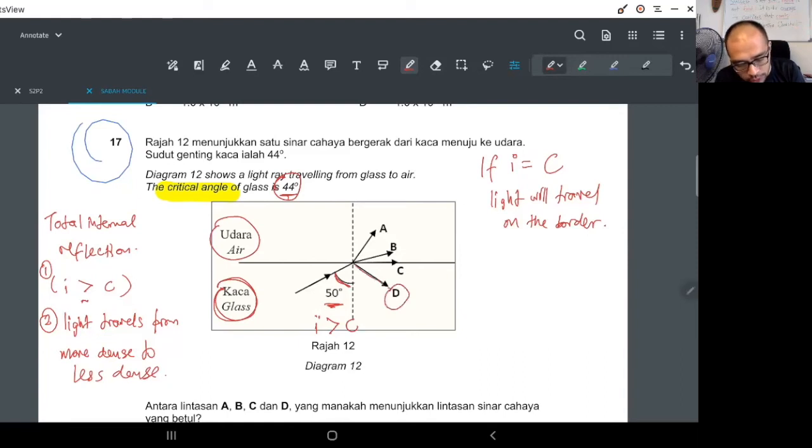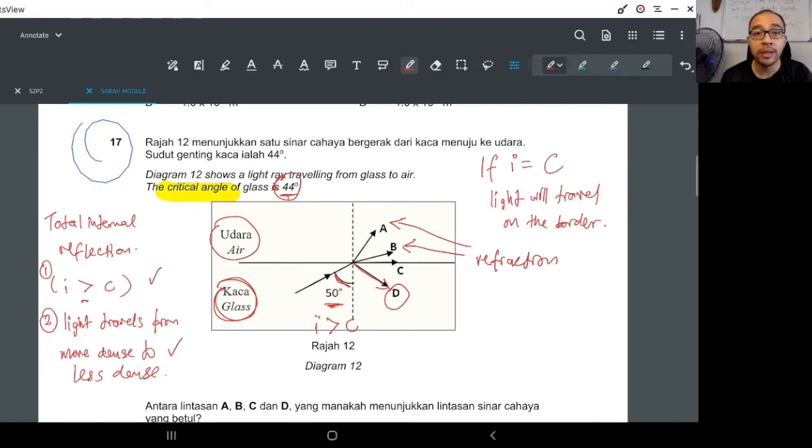It's going to be totally internally reflected. If this condition is not fulfilled, or this condition is not fulfilled, what you're going to get is refraction, which is A and B. A and B is refraction. Refraction is the bending of light waves after it passes through different mediums. Want to go from glass to air. Glass is more dense, air is less dense. This is very logical.